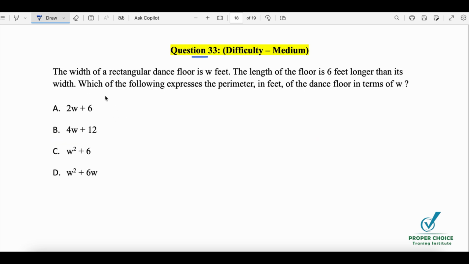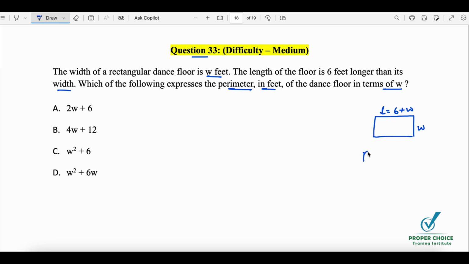Question 33 says, the width of a rectangular dance floor is w feet. The length of the floor is 6 feet longer than its width. Which of the following expresses the perimeter in feet of the dance floor in terms of w? Now what is the perimeter of a rectangle? This is a geometry question in algebra. If this is the width, they are saying the length of the rectangular floor is 6 feet longer than the width. So this is going to be the length.